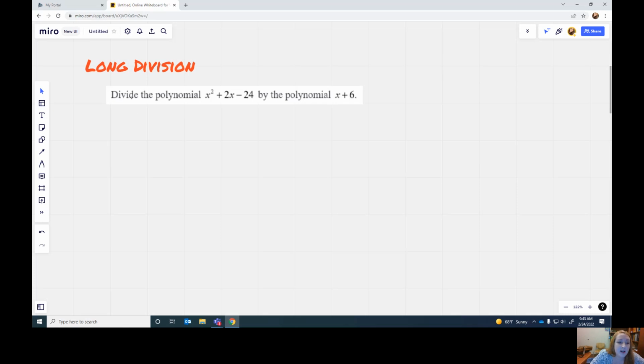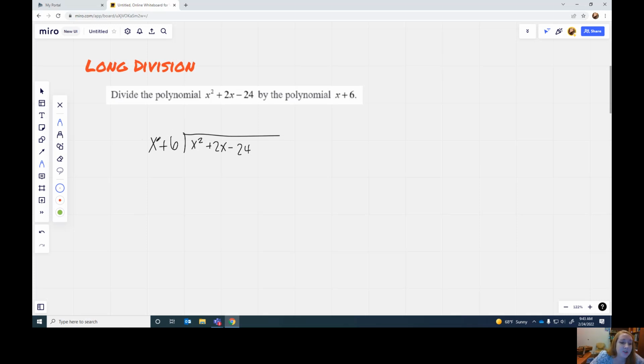Let's do long division with this polynomial. It says divide the polynomial x squared plus 2x minus 24 by the polynomial x plus 6. We're going to write this long division style. So x plus 6 is our divisor and goes on the outside, in the division box. And our dividend is x squared plus 2x minus 24.